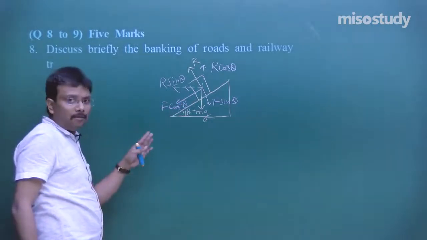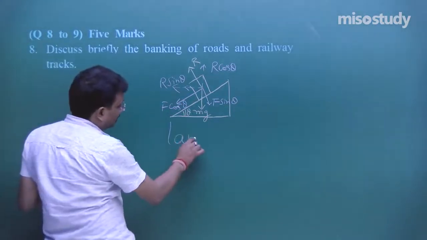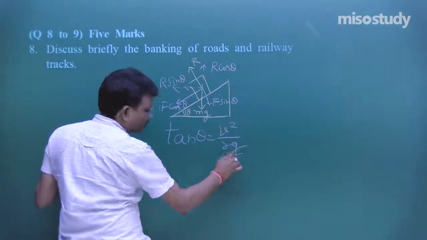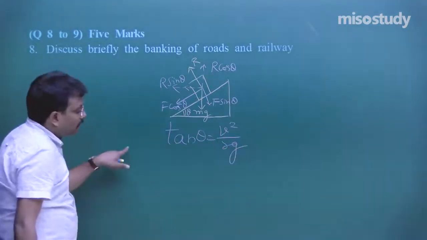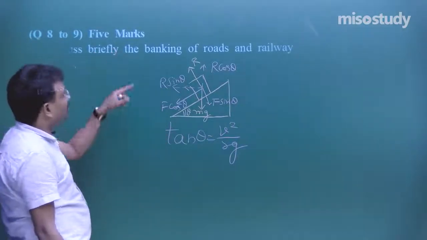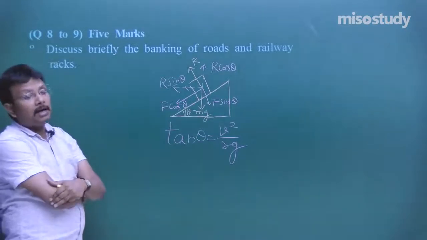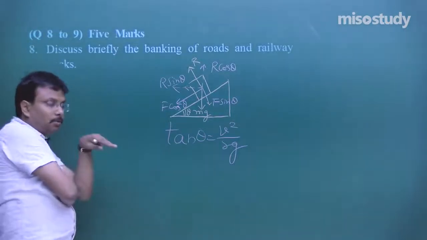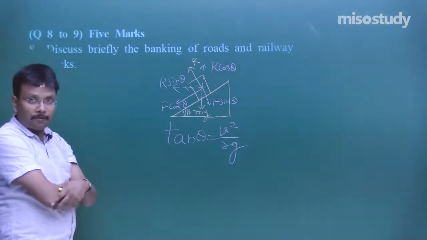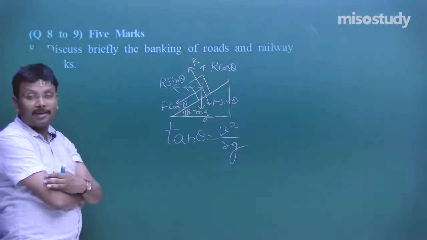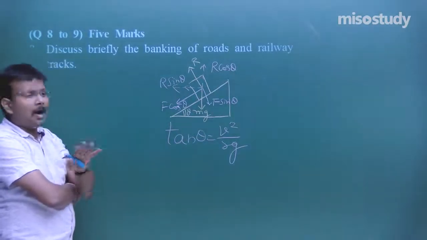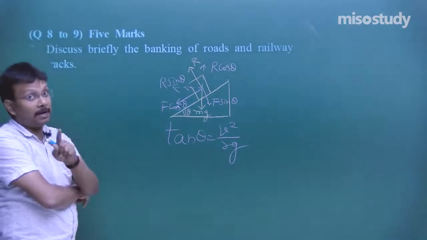Ultimately solve it, you will get tan theta is equal to V square upon Rg, this result. So ultimately you have to explain this formula, and because it is for 5 marks, you will have to write down that during the circular motion of a car or a train on a circular track, due to the centripetal force, the tendency is to push away outward, and like that. Fine, all these details are present in that video.